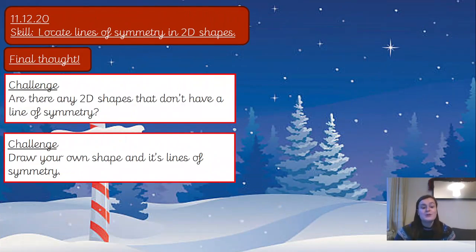So we've got two challenges for you today. So the first challenge, are there any 2D shapes that you can think of that don't have a line of symmetry? So that's your first challenge for today. And your second challenge, similarly to yesterday, I'd like you to draw your own shape. So remember, it can be any kind of 2D shape. You can make one up, that's fine. And draw its lines of symmetry if it's got any. Of course, it might not have any, so who knows?